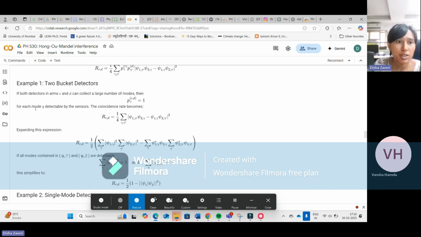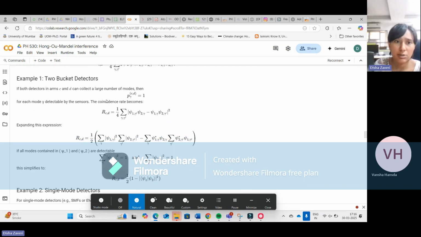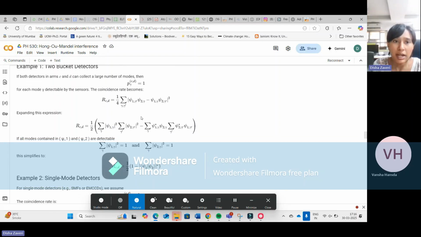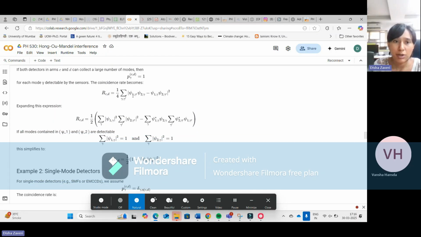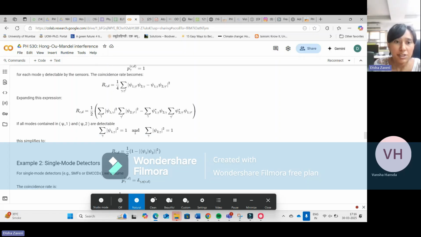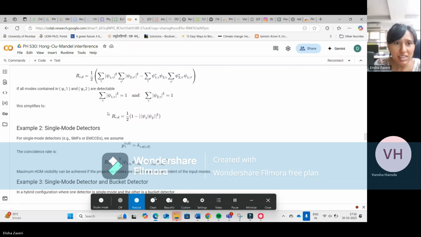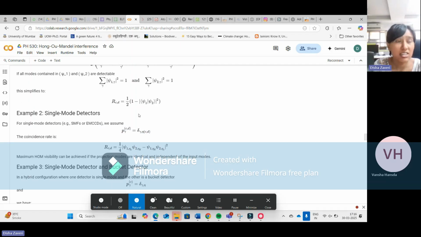If both detectors in arms C and D can collect a large number of modes, then we have P gamma CD equal to 1 for each mode gamma. The coincidence rate becomes 1 by 4 sum over gamma gamma prime, psi 1 gamma prime psi 2 gamma minus psi 1 gamma psi 2 gamma prime, which can be written as this. If we take the norm squared of psi 1 gamma to be 1 and the norm squared of psi 2 gamma to be 1, then we get R CD as this.